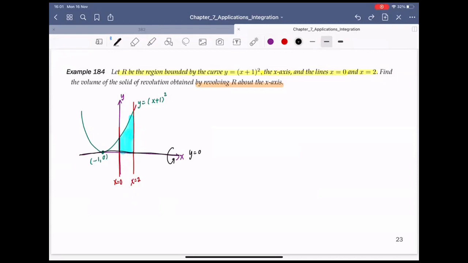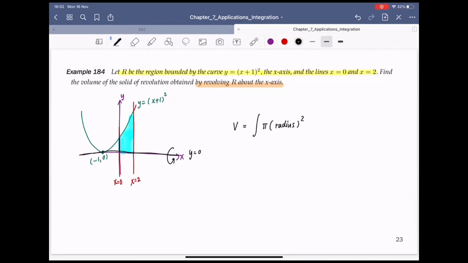But to keep our picture clean, we are not going to draw the solid. We just use our imagination. It's going to be a solid there. We know that the axis of rotation is the x-axis, right? So we're going to compute the volume by using this method. V equals the integral from something to something of pi times radius squared.